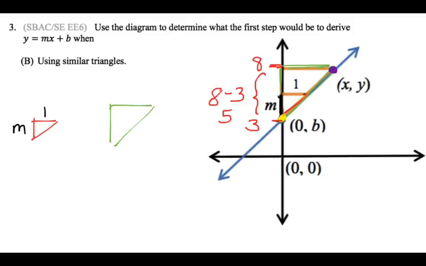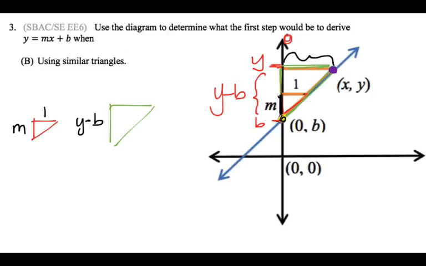Okay. Instead of 8 and 3, I have y and b. So instead of 8 minus 3, I get y minus b as my height. Right? Stick with me here. So now, this width over here, we're going to do the same type of process. It's change in y over change in x.